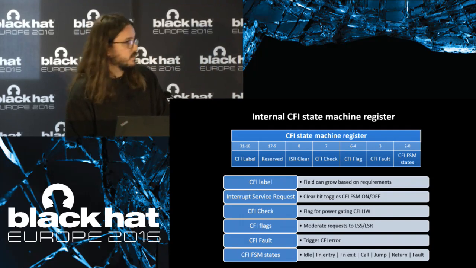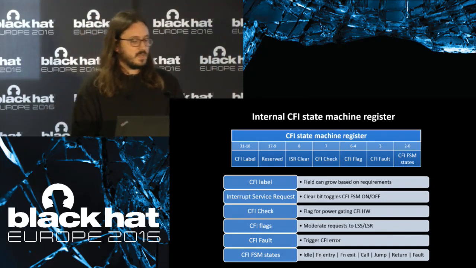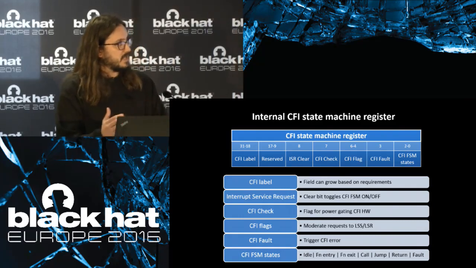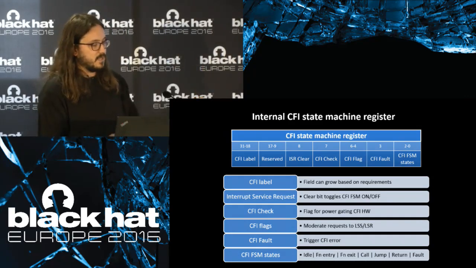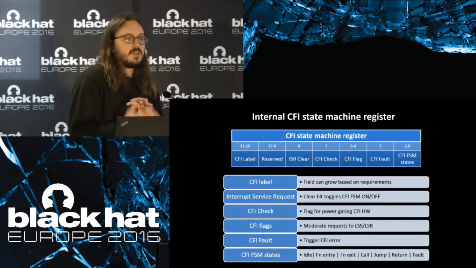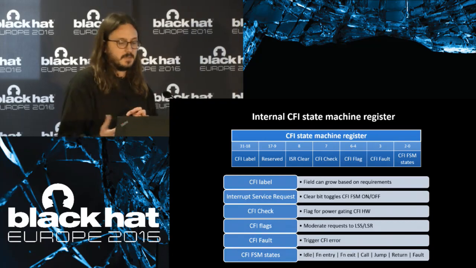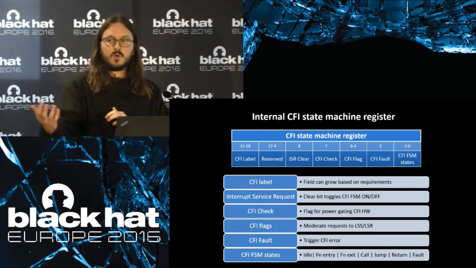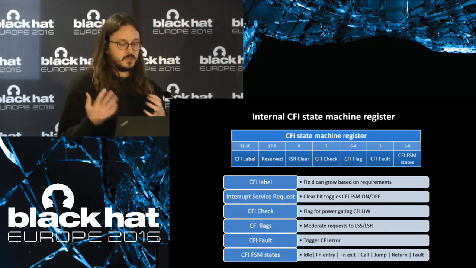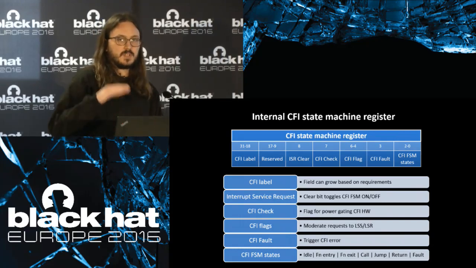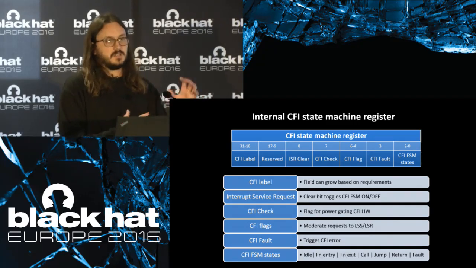In order to do this, we have to manage the internal hardware in some way. So I chose a mechanism which is just maintaining an internal machine register, which has elements for the CFI label, and it can be extended into those reserved bits at the most significant bits of the register. We have some interrupt service request flags for when the operating system needs to handle requests for switching tasks or overflowing or underflowing the label state stack. And we have some other checks and flags that enable us to moderate requests to the label state stack or label state register, to trigger errors to stop the execution, or even to power gate the CFI hardware so that you can lower the energy consumption needed when there's no CFI necessary. You don't need to check CFI.